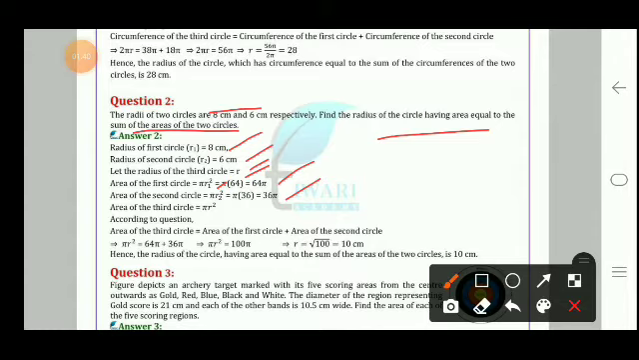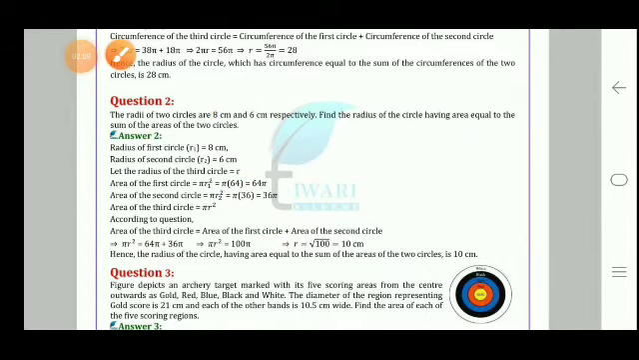Now the area of the third circle is pi r square. According to the question, the area of the third circle is equal to the area of the first circle plus the area of the second circle. So we have pi r square is equal to 64 pi plus 36 pi, that is pi r square is equal to 100 pi, or r is equal to 10 centimeter. So hence the radius of the circle having the area equal to the sum of the areas of the two circles is 10 centimeter.